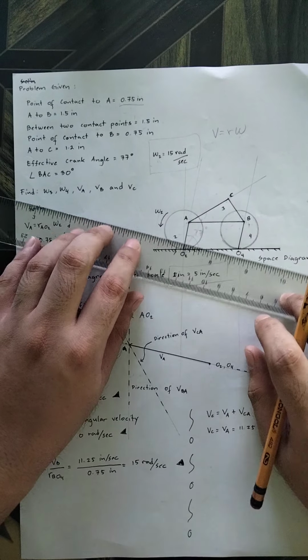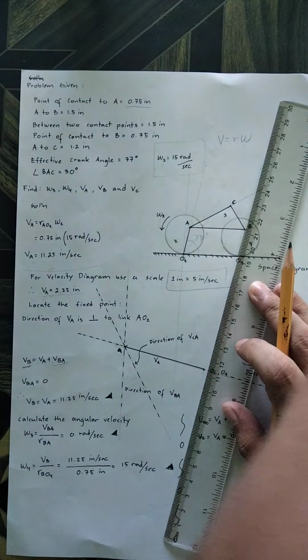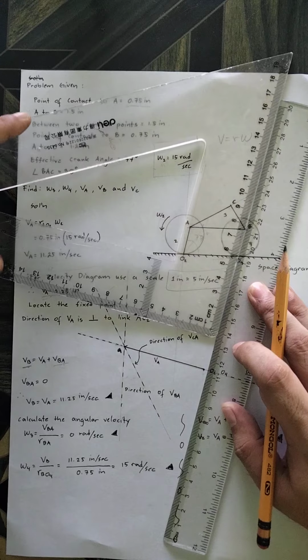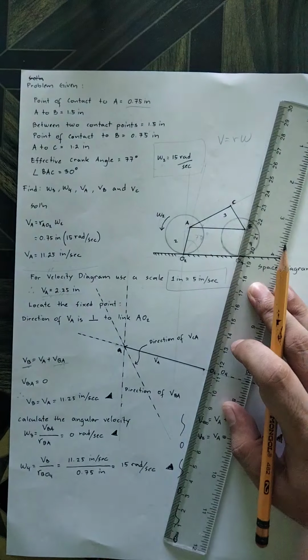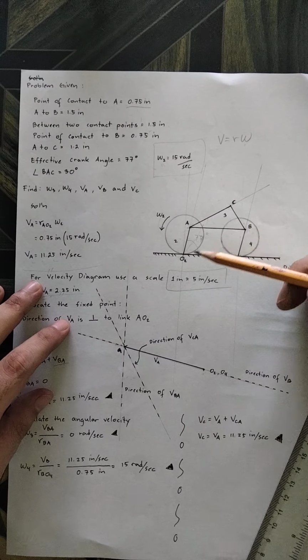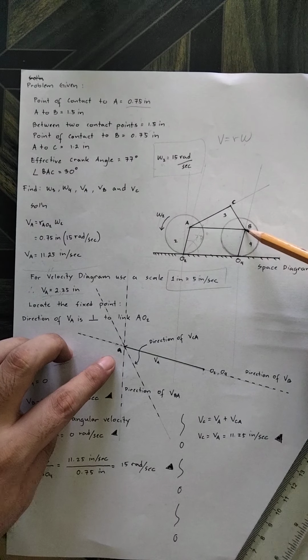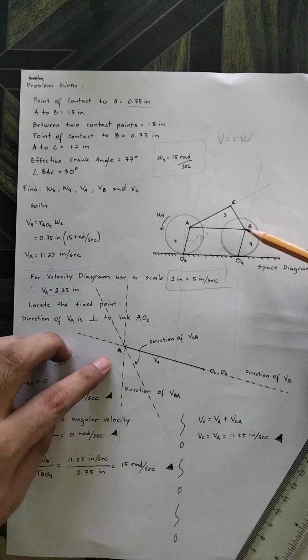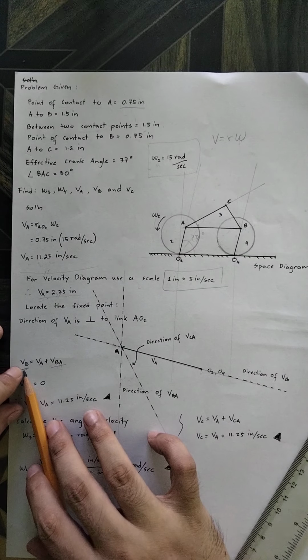Perpendicular line is... This is your... Then you will draw like this. Okay, so this is now the perpendicular line. As you can see, the point of intersection is the location of B, right? So the location of point B is the intersection of the velocity VBA and the velocity VB.